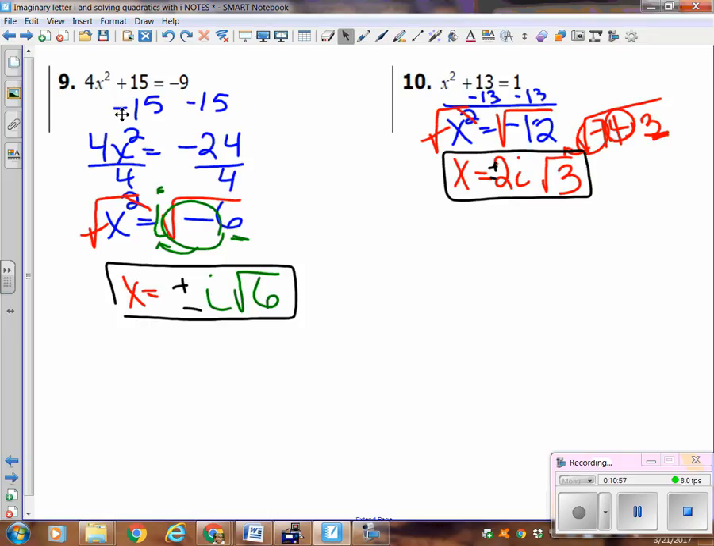Your homework is on the back. Okay, homework is on the back. That's a short, quick mini lesson, an introduction to imaginary numbers. The only thing I need you to be able to do is to pop out an i when you end up with a negative under the square root. That's it.